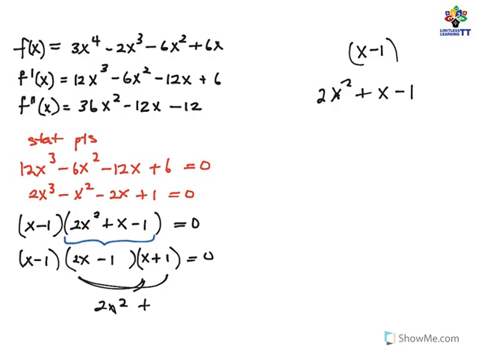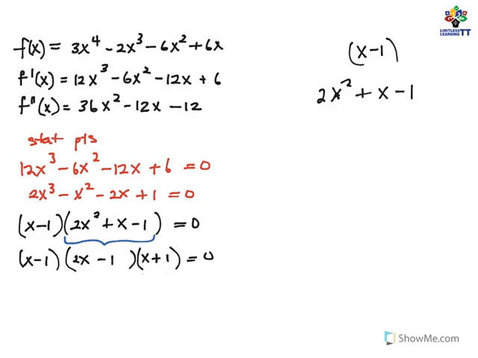2x by 1 will give me plus 2x. Minus 1 by x will give me minus x. And then minus 1 by 1 will give me minus 1. This will go to plus x minus 1. So I get back my same thing. You can always do a double check just to make sure that your factors are correct.